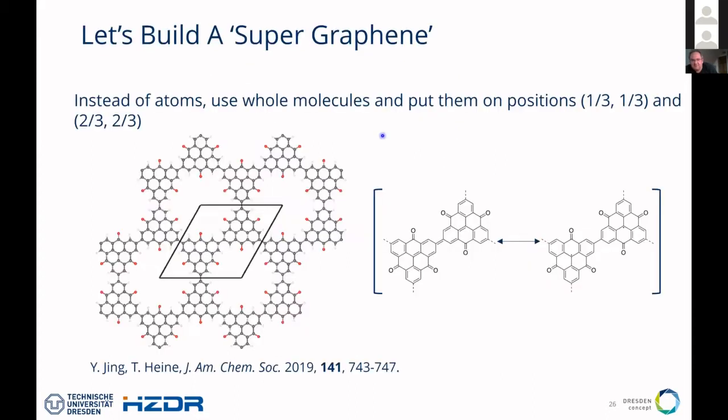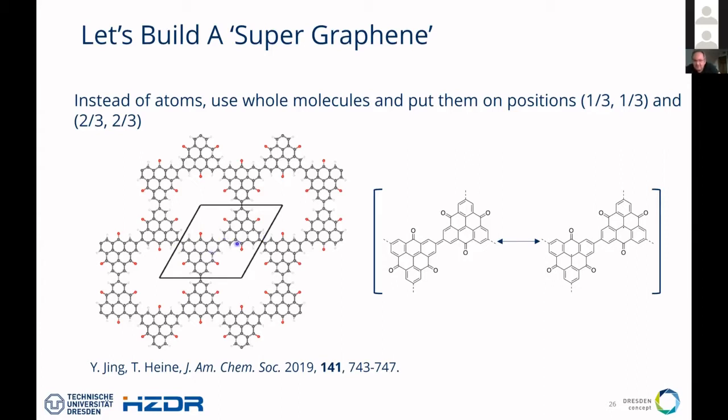For example, let's build a supergraphene. So instead of having two carbon atoms here, let's take two molecules. And these two molecules are called heterotriangulines, right? And they can be purchased, whatever. And you can see the structure, right? And that means we can polymerize that and we get this structure. And that means our graphene is now made out of a polymer, okay?